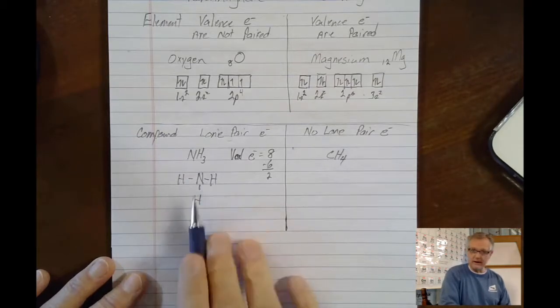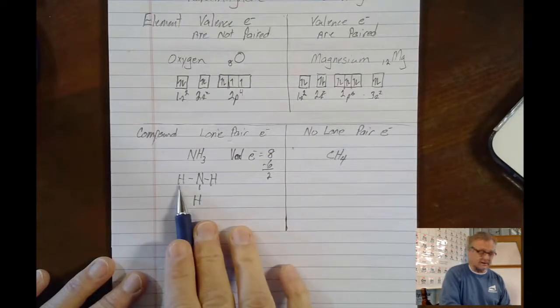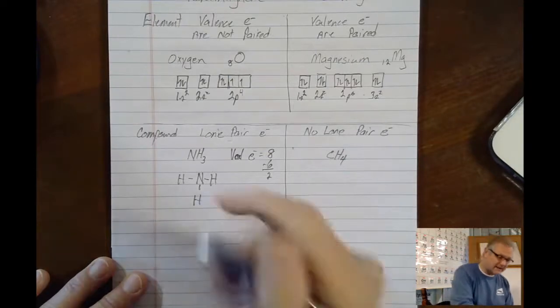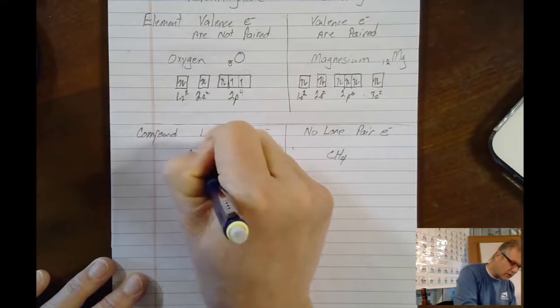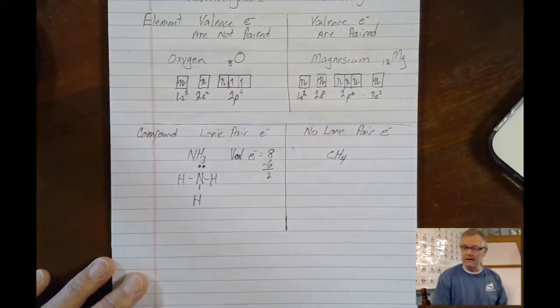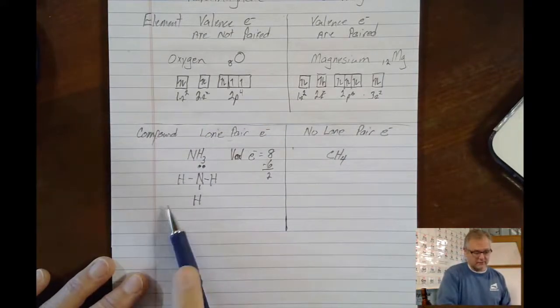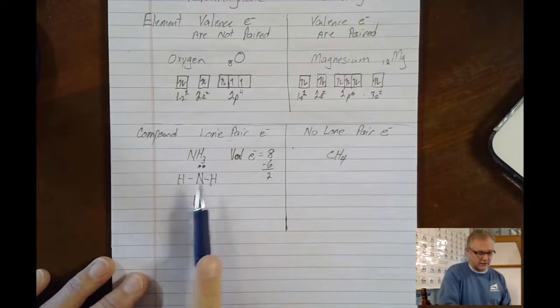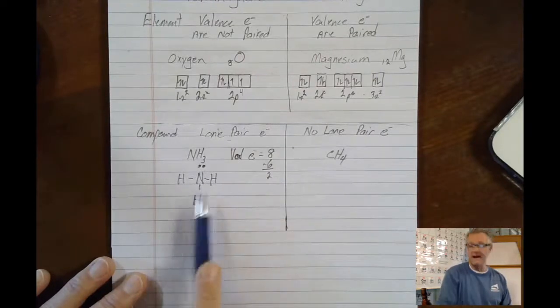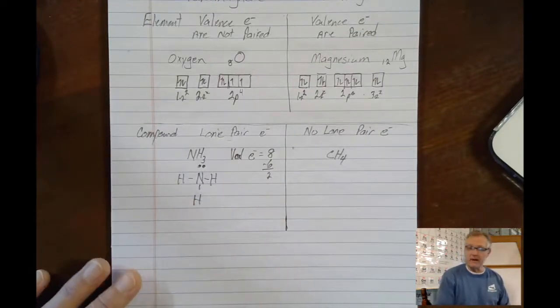In this case, lone pairs of electrons, as this compound goes through a magnetic field, those lone pairs of electrons on a compound would be affected as it goes through the magnetic field.